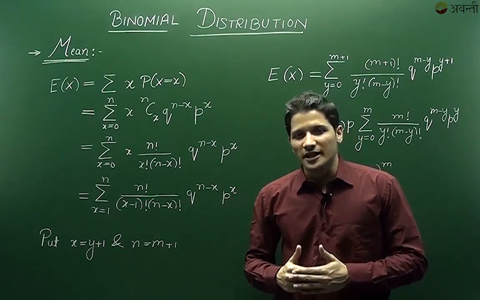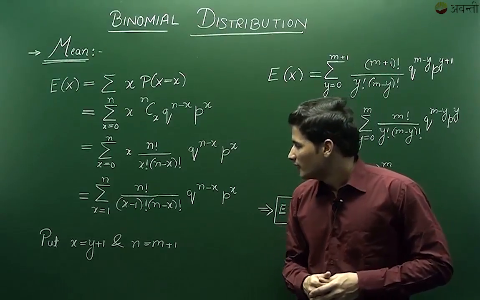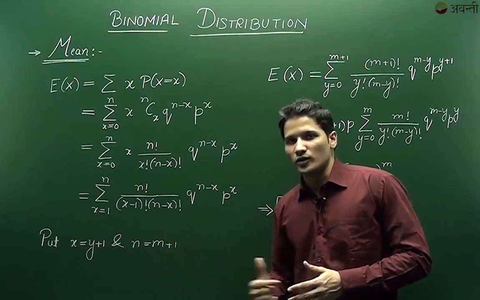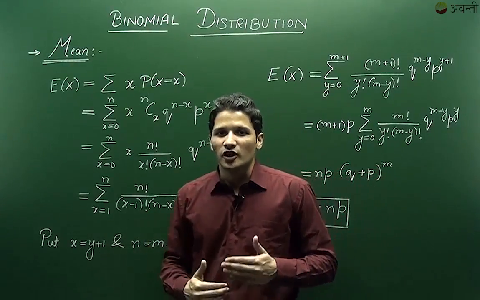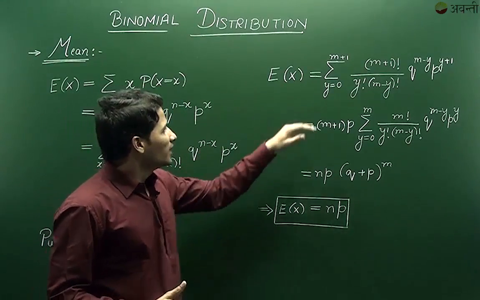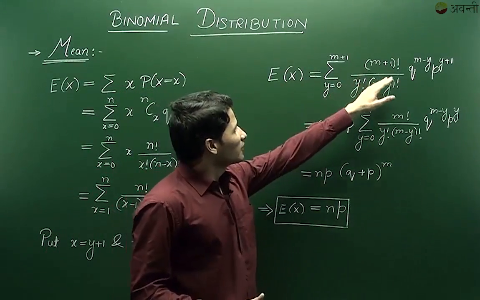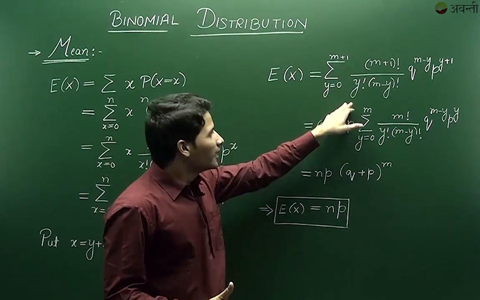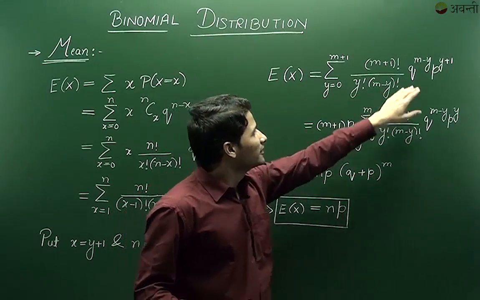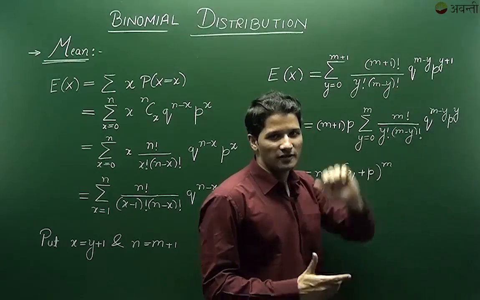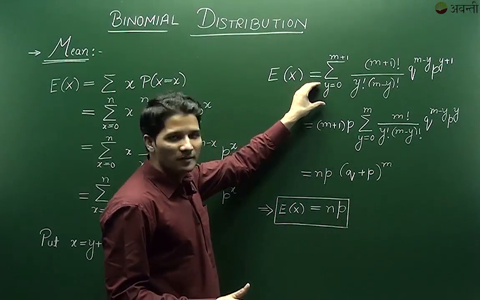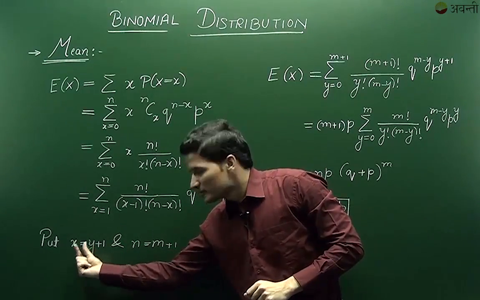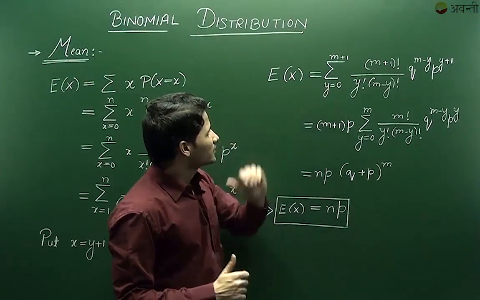Now to obtain a simpler expression, we will do two manipulations. One, we will put x equals y plus 1, and secondly we will put n equals m plus 1. So after doing this substitution, the expression we obtain is E(X) equal to summation, y from 0 to m, of (m plus 1) factorial. Wherever there was n, it became m plus 1. This x minus 1 became y, and this n minus x became m minus y, and this x became y plus 1. Now in this case the lower limit of y will be 0, because since x was starting from 1, y will start from 0.